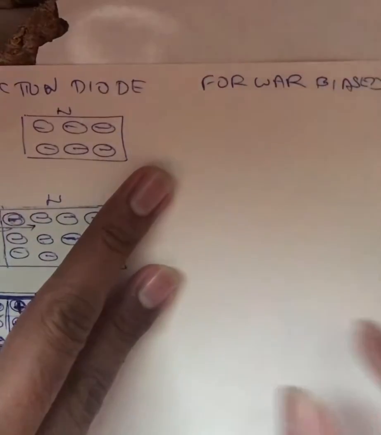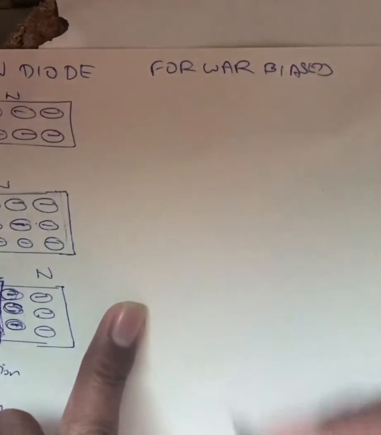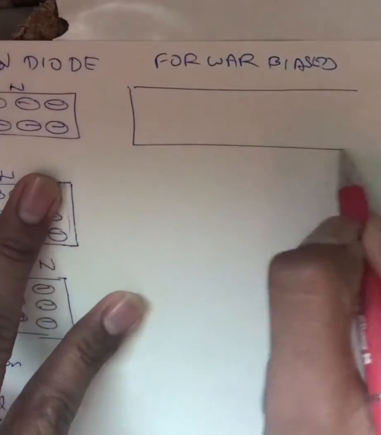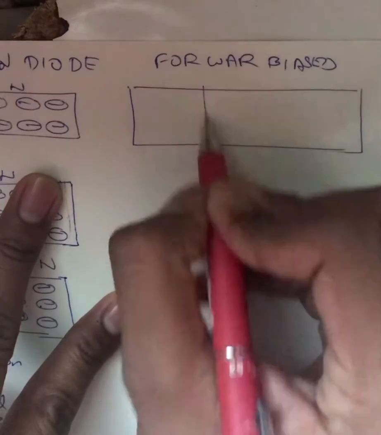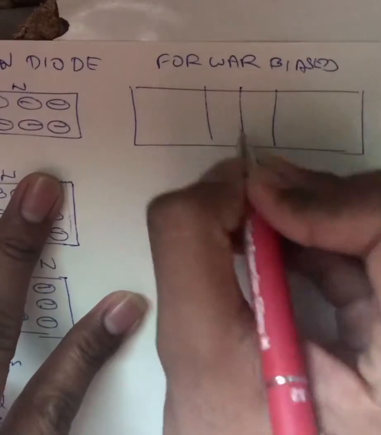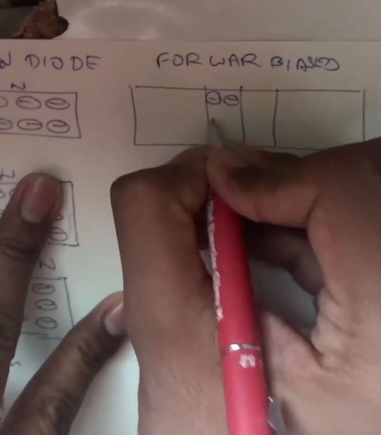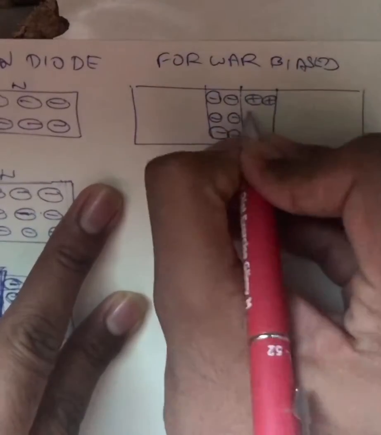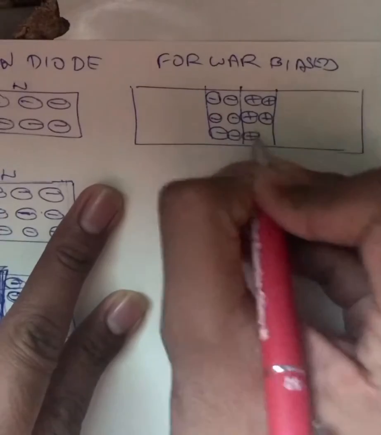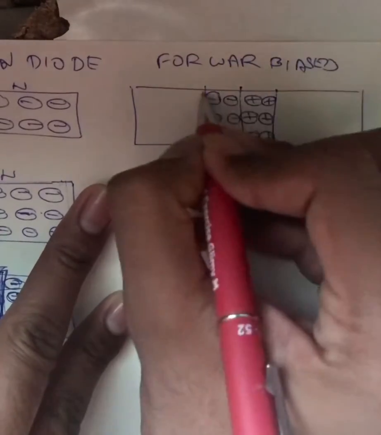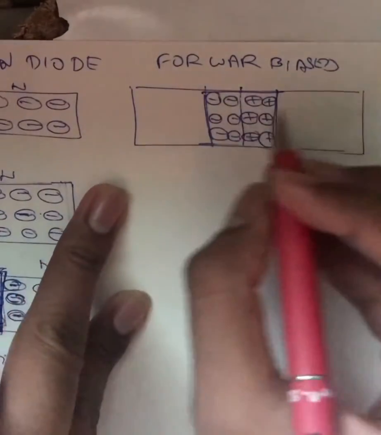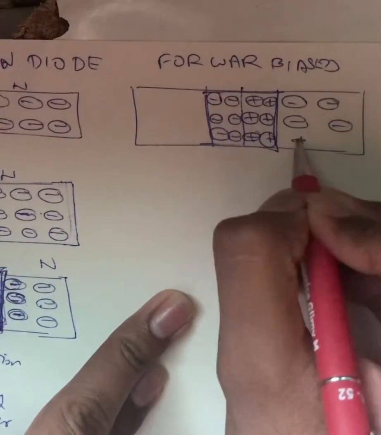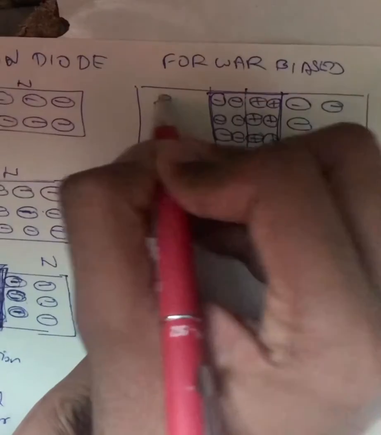So when a PN junction is placed in forward bias mode, we consider this. The PN junction has a potential barrier in between. So guys, this is the potential barrier, and beyond this potential barrier are these electrons and these holes.